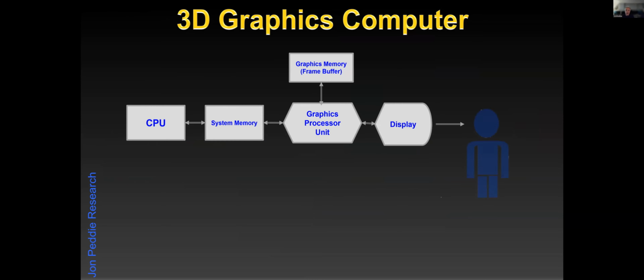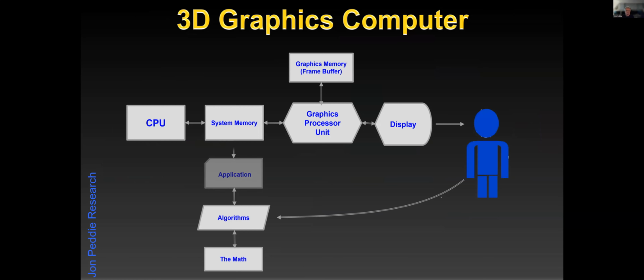So this block diagram represents the concept of computer graphics in a computer, or a 3D computer if you want. And I'll be referring to this as we go through this discussion, as each one of these boxes has a role to play.